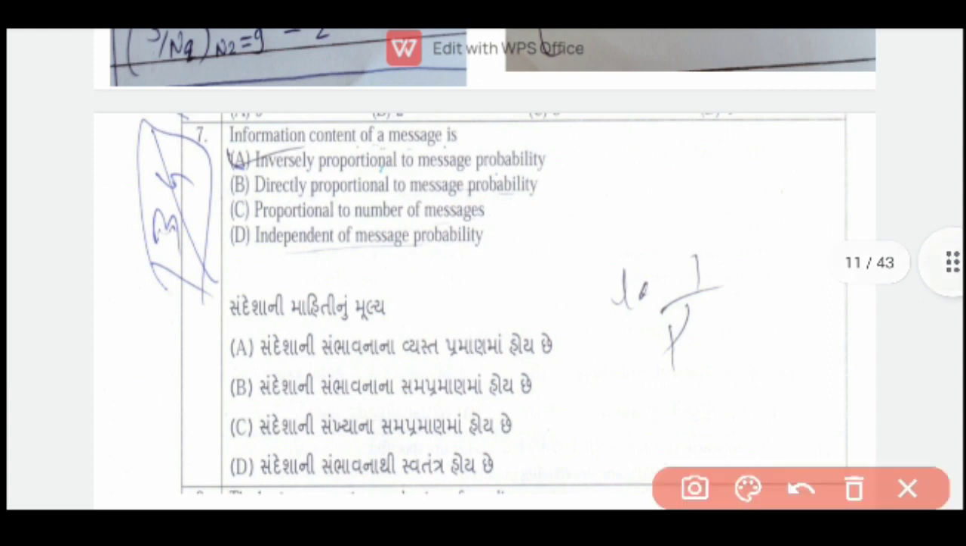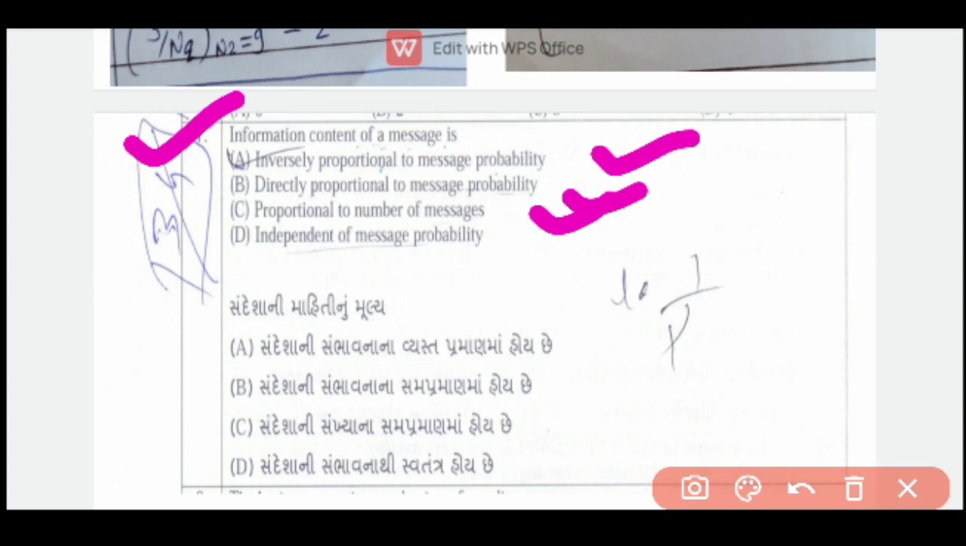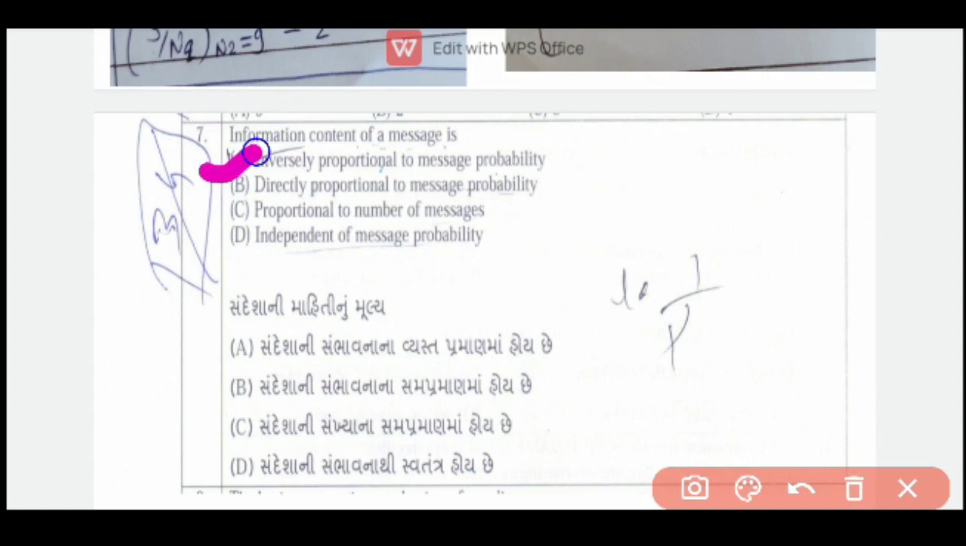Now the question number 7. Information content of a message is option A inversely proportional to message probability, option B directly proportional to message probability, option C proportional to number of message, and option D independent of message probability. Then the answer is inversely proportional to message probability.